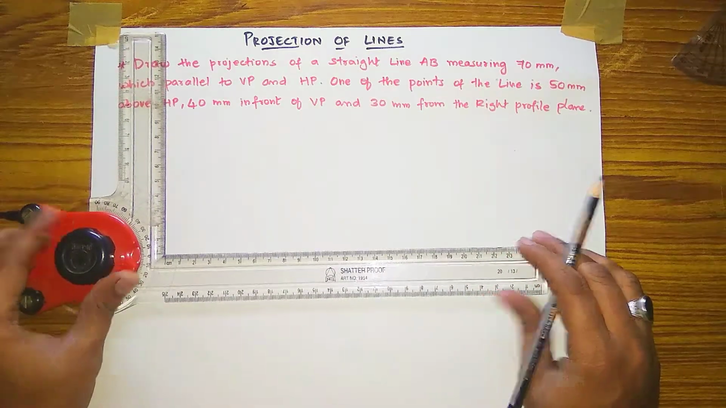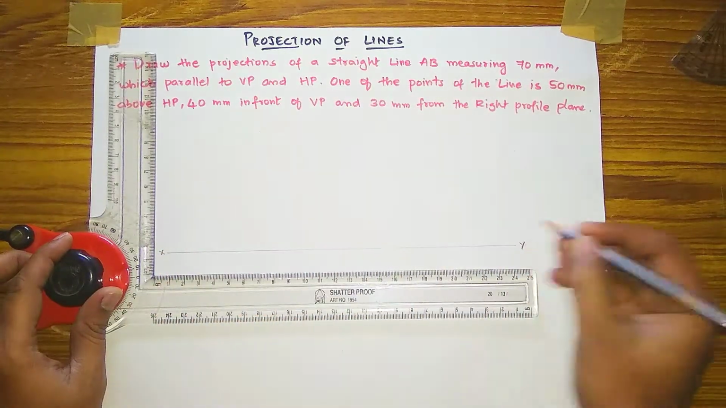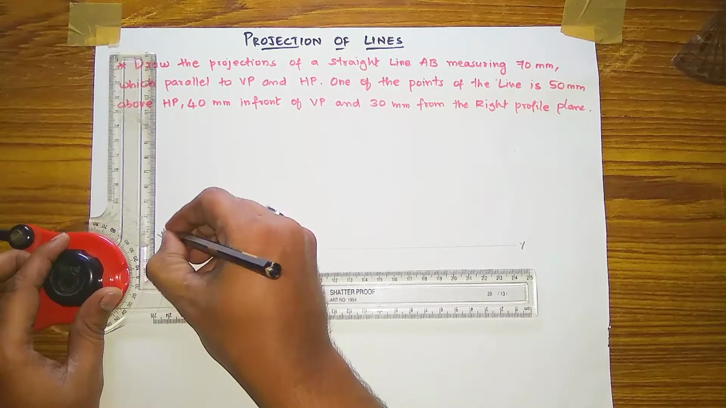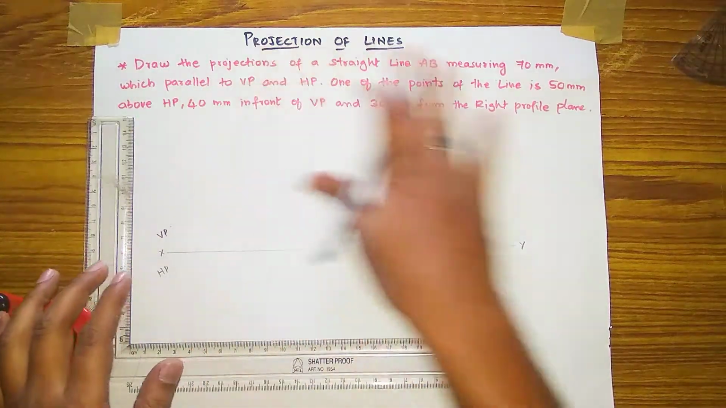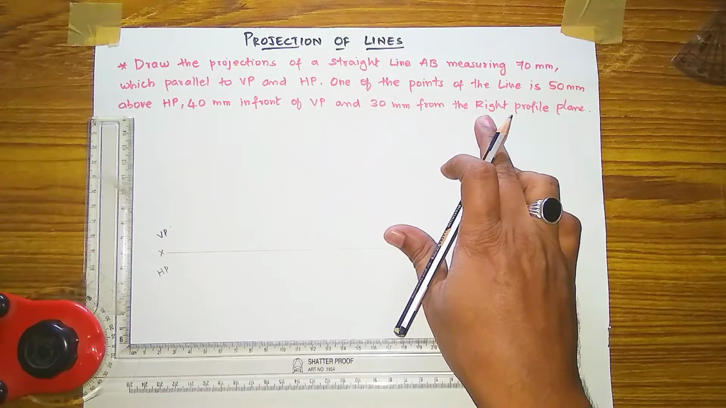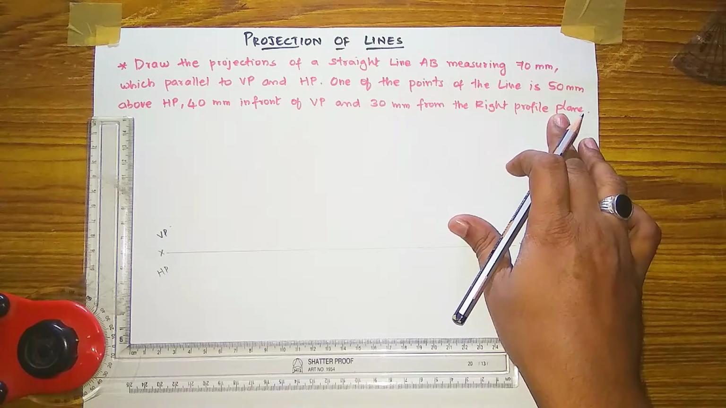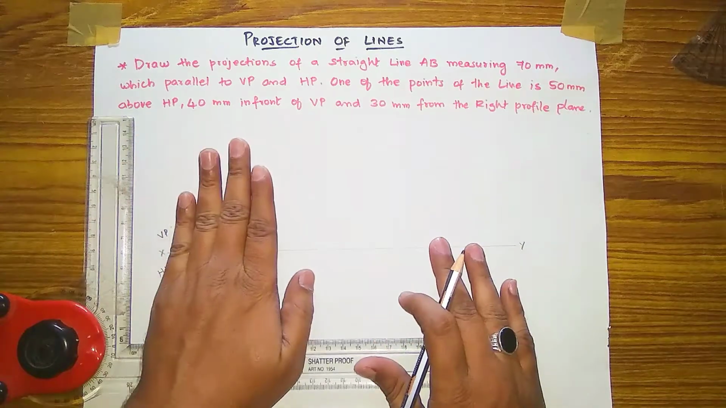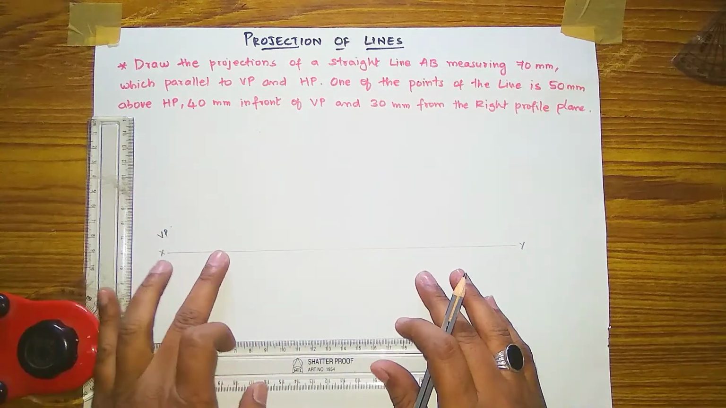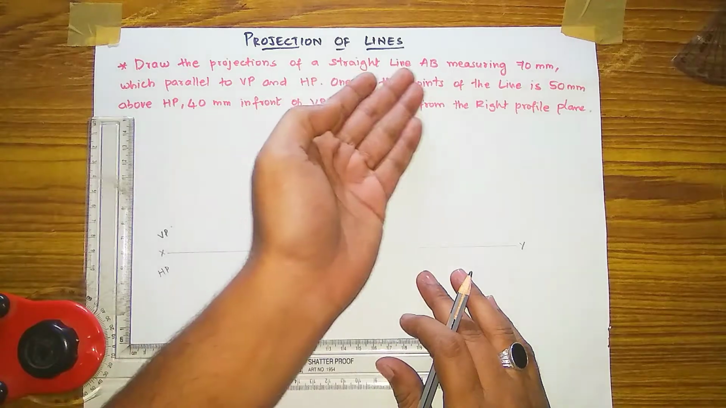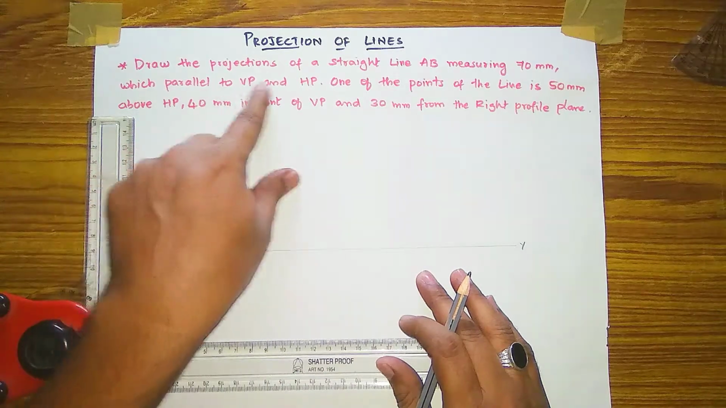Before starting this question, first you have to draw an XY line like this and label it as XY line, and this is VP and HP, vertical plane, horizontal plane. Then after, according to the question, first you have to see which profile he has given you. Right profile plane means, if right profile plane is given in the question, you have to start your solution from the left, from here. Then you have to start the question. Draw the projection of a straight line AB measuring 70 mm. That 70 mm line AB which is parallel to VP and HP.